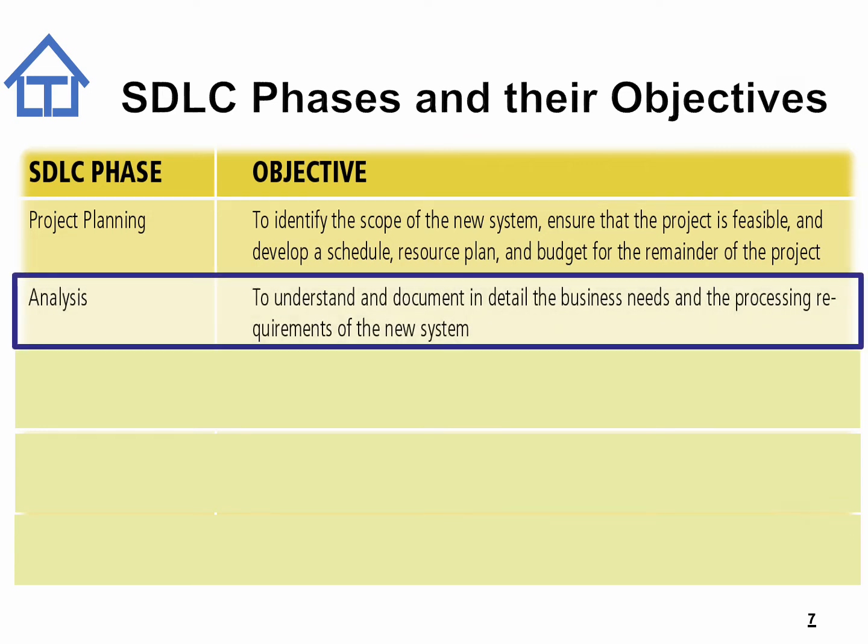Following project planning is analysis. In this phase, it is important to understand and document in detail the business needs and the processing requirements of the new system. This is a very important phase as all the following phases will depend on the correct understanding of the requirements of the system. Any misunderstanding will lead to wrong design, incorrect implementation, and ultimately will not achieve what the user wants.